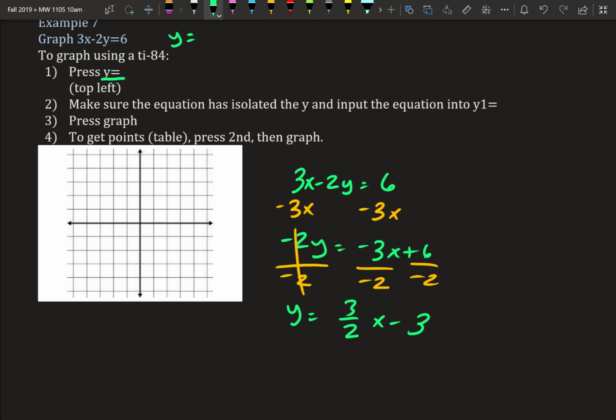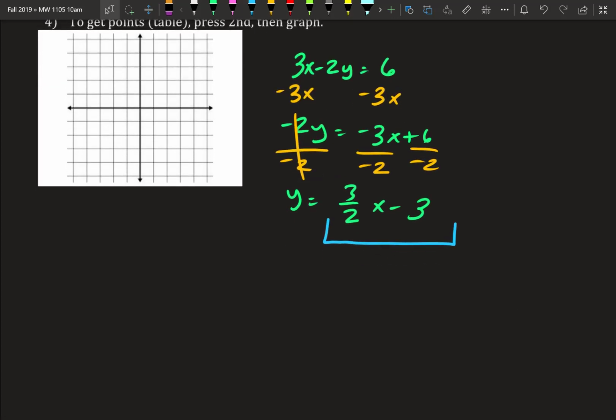Okay, so now on your calculator, go to the top left and hit the y equals button. After you hit the y equals button, make sure the equation has isolated the y and input the equation into y1. So you see how it's like y1 and it's flashing? In that flashing point, go ahead and put 3 over 2x minus 3. So if you hit alpha y equals enter, you'll get the fraction bar. But if you don't have a fraction bar and you're a little confused on how to get that, wrap it in parentheses. So that's how I would plug it in if you don't have a newer calculator.